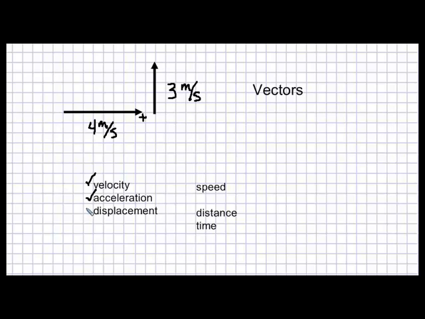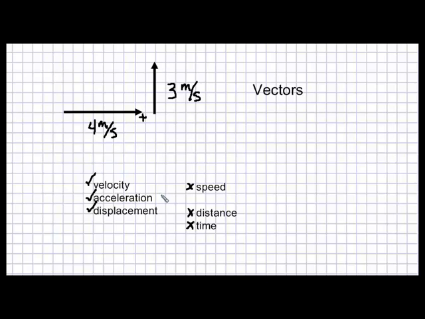Also displacement, the idea of how far you have gone from some other point, is a vector. Other quantities, things like time, have no direction associated with them. 10 seconds, 15 seconds, but there's no direction associated with time. Same with the word distance. How far you have gone is a little bit different than what direction you have gone from some place. That's what displacement is. Speed also is just how fast you're going without regard to direction.